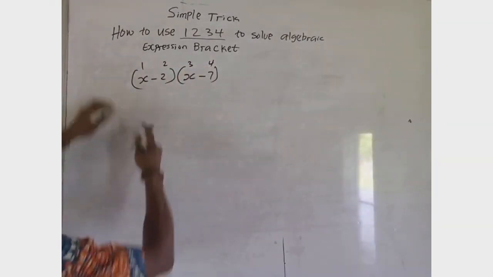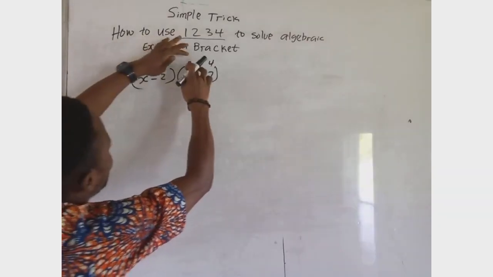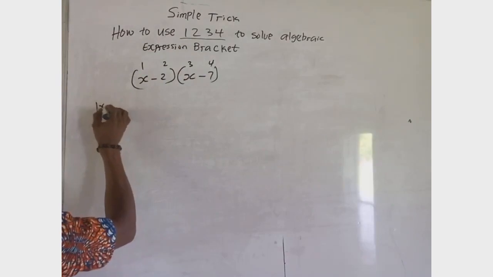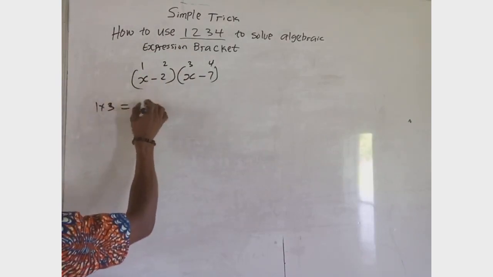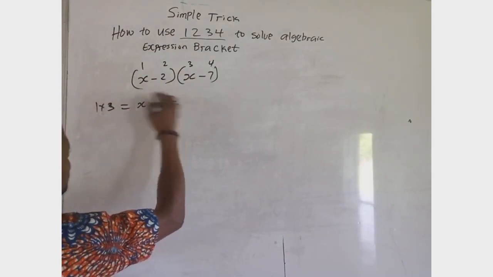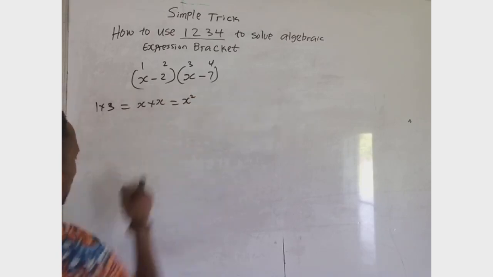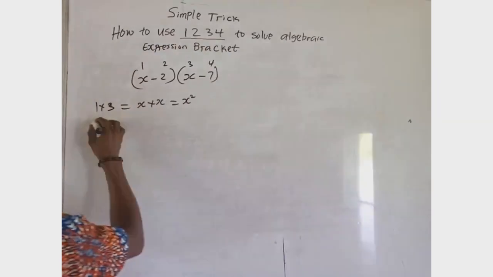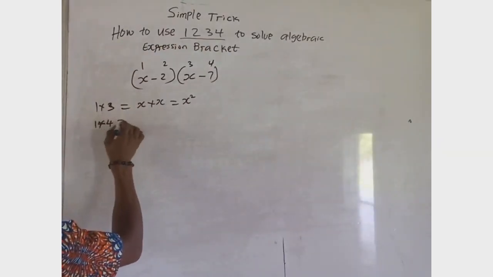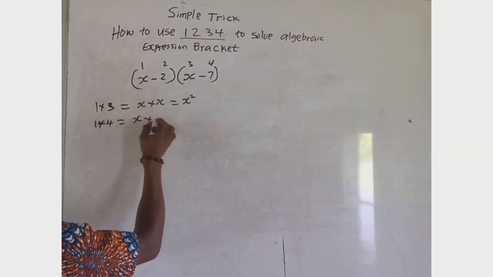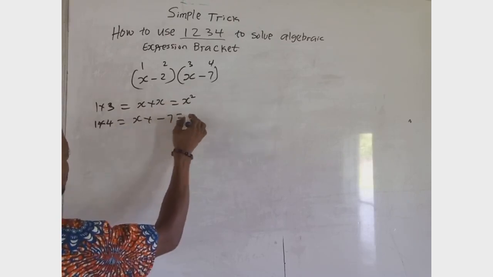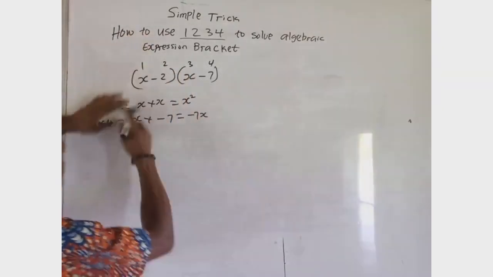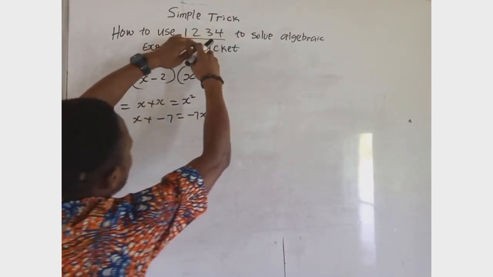So it means that we have this one multiplied by 3. That is 1 times 3. It's given as s times s, which gives s squared. And we go 1 times 4 again. That is s times minus 7, which equals minus 7s. And same thing here, we have 2 times 3.